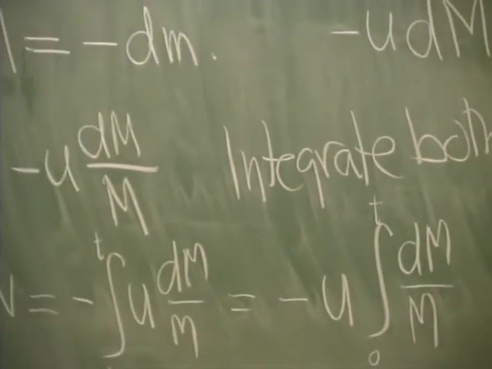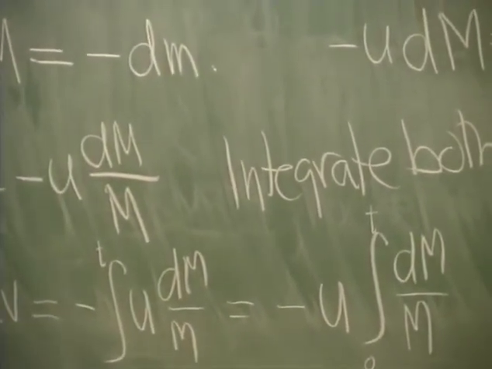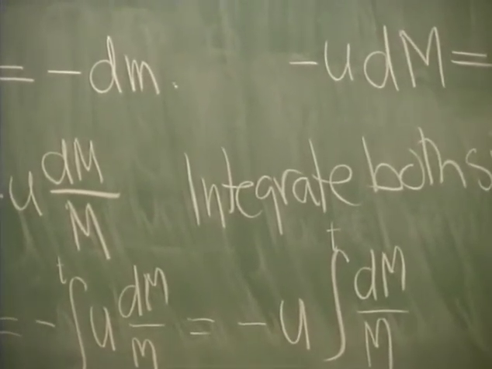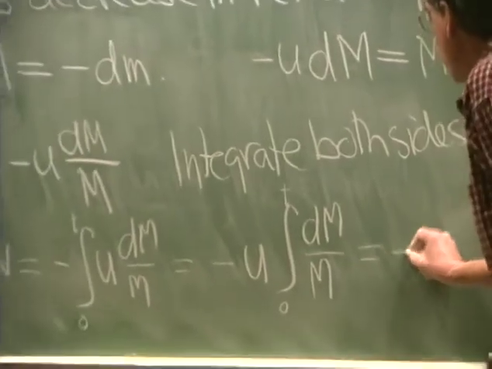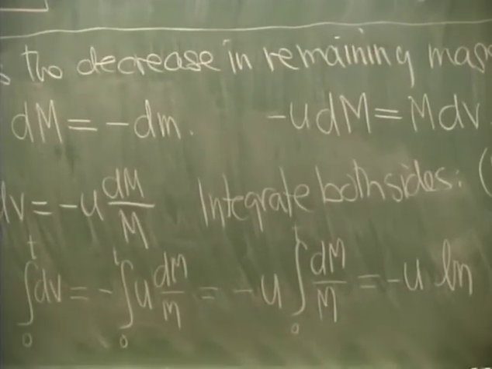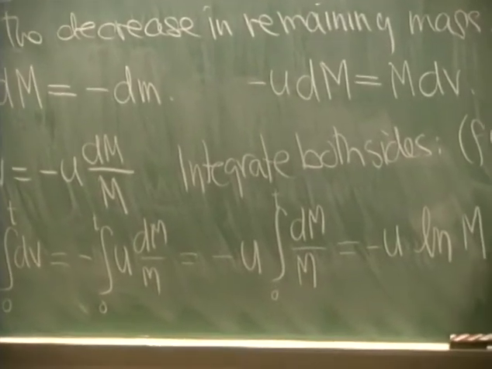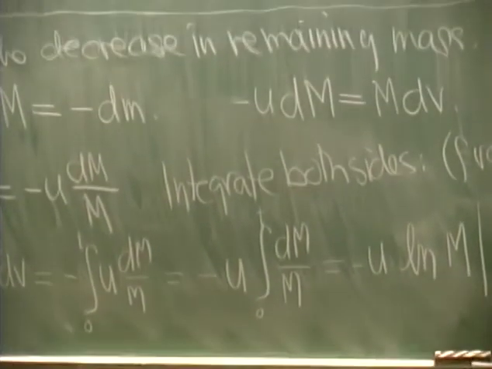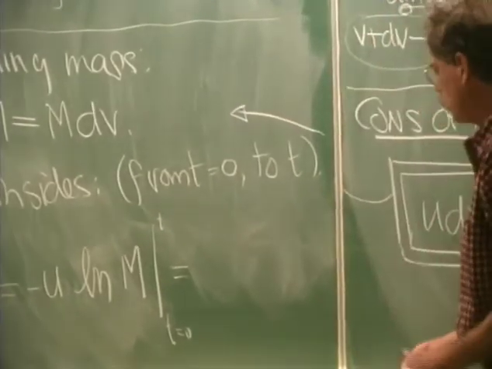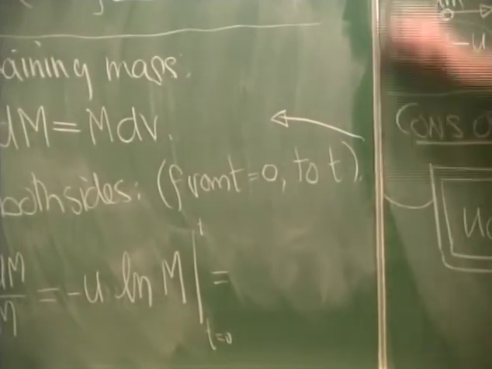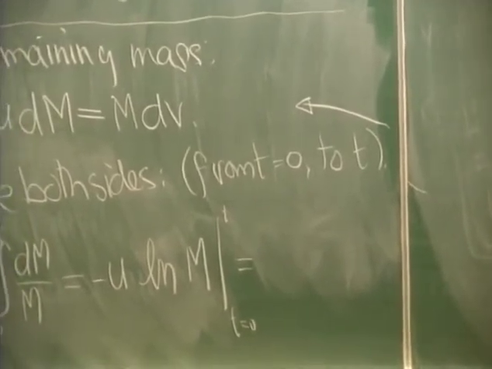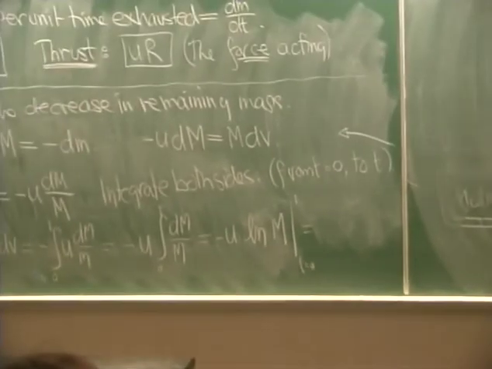Anybody know what the integral of dm over m is, or dx over x? That's the natural logarithm of m. So this is minus u times the natural logarithm, log to the base e, of m. And I'm supposed to evaluate that at the limits t equals 0 and some final time t. What's that do for me?